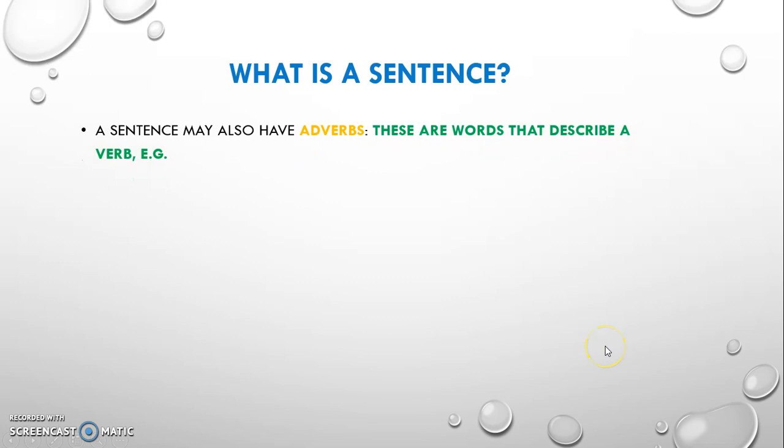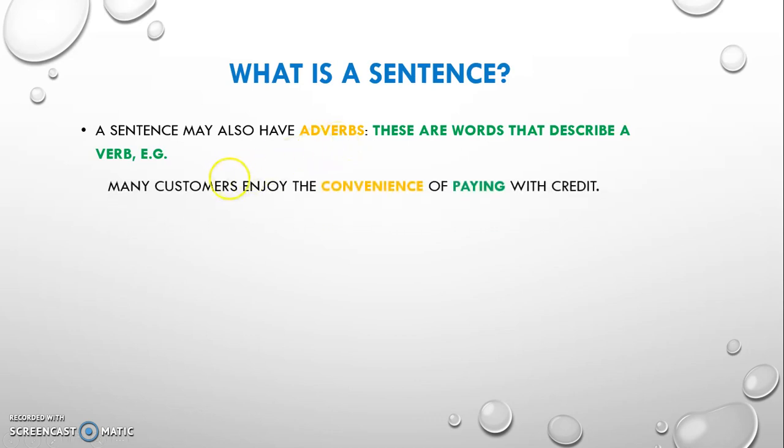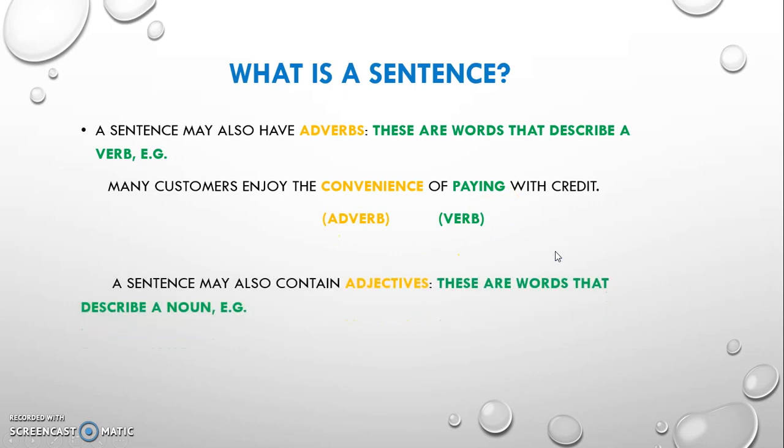A sentence may also have adverbs. These are words that describe verbs. If you think about it, you're adding information to a verb. That's the best way to remember the function of an adverb. Many customers enjoy the convenience of paying with credit. Paying is a verb. You're adding information to the verb, convenience of paying. There you go.